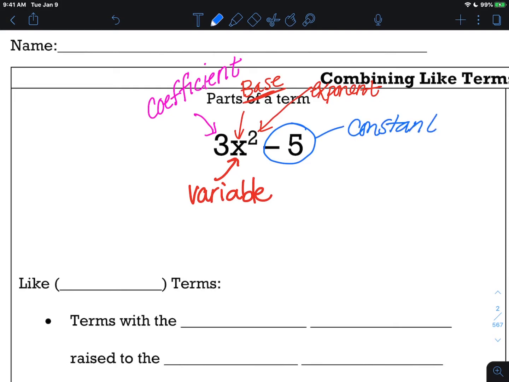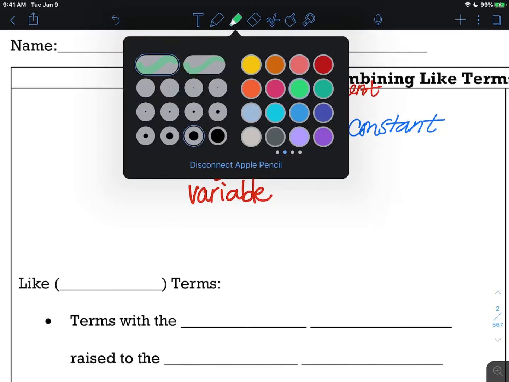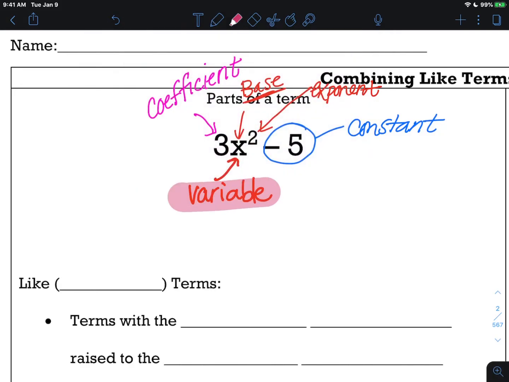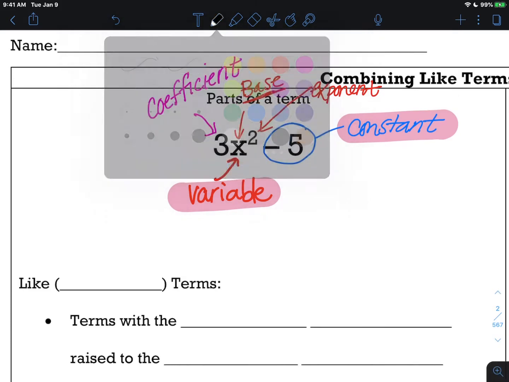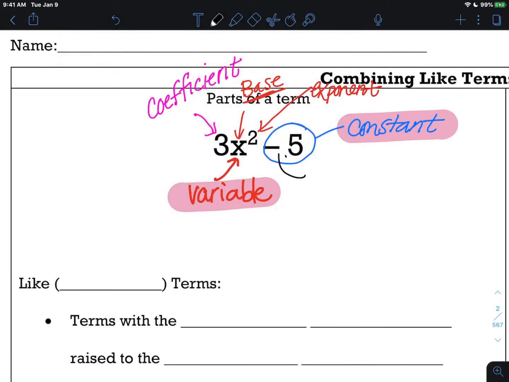It's not changing. I want you to notice something. Notice variable, constant. Variables change, meaning they can have different answers. Constants do not. They're one set number. Also, I'd like you to be cognizant of the fact that this constant has a negative. So if I ask you what the constant is, you would say -5. That's a part of that number, okay?